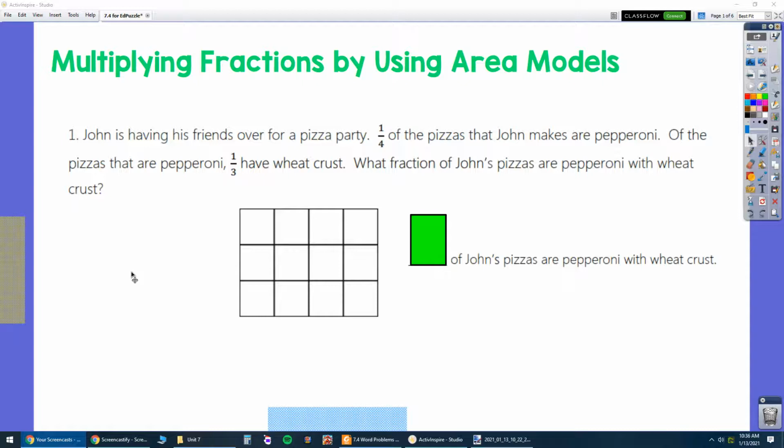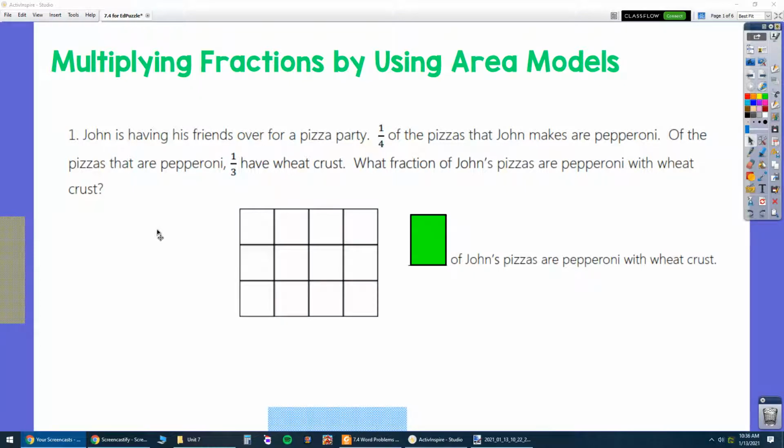Guys, today we're going to learn about multiplying fractions, and we're going to use an area model to do that. So let's dive right in. John's having his friends over for a pizza party. 1/4 of the pizza that John makes are pepperoni, and of those pizzas that are pepperoni, 1/3 have a wheat crust. So what fraction of the pizzas are pepperoni with a wheat crust?